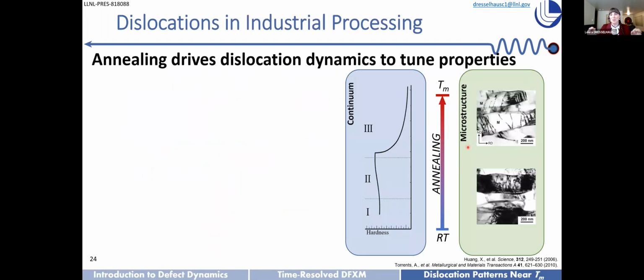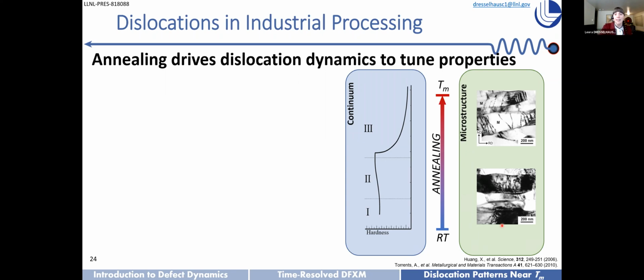So I'm not going to belabor what annealing is at this point. I think a lot of the people who have come before me have done a great job. But suffice it to say that annealing is important in industrial processing and ultimately tunes the properties of a material based on the dynamics of dislocations at many different length scales.